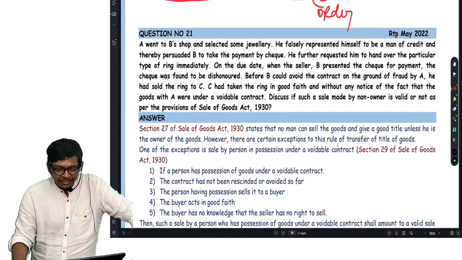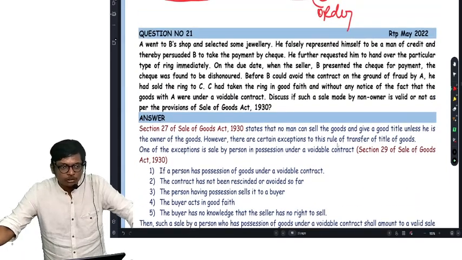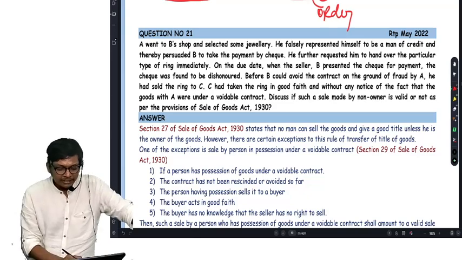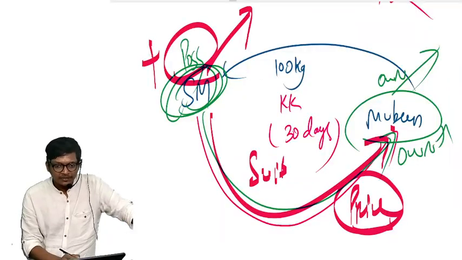Question number 20 done. Anybody has any doubts so far? Sure, understanding. Do you want to continue or take a short break? We'll take one short break. We are done with about 20 questions. We have 30 more to do.